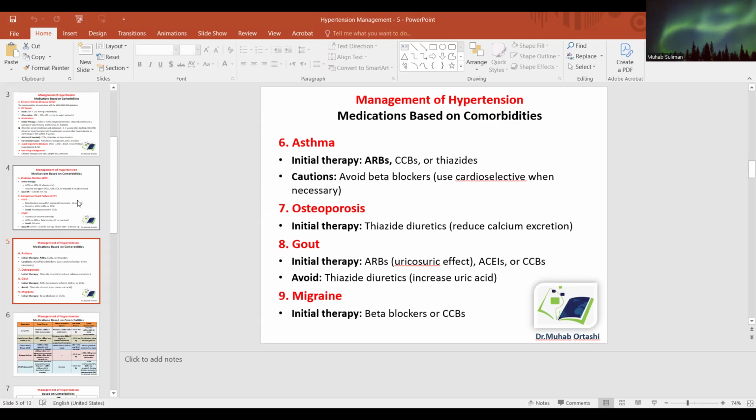In migraine, we use a drug which treats the blood pressure and at the same time could be used as prophylaxis for migraine.